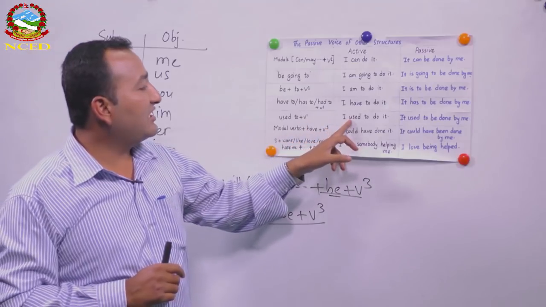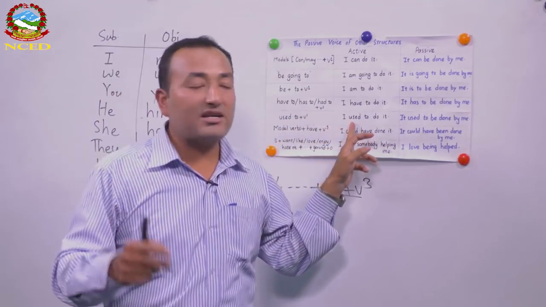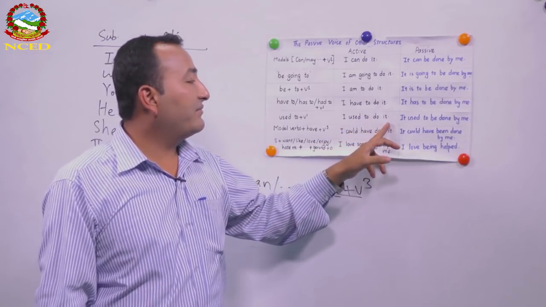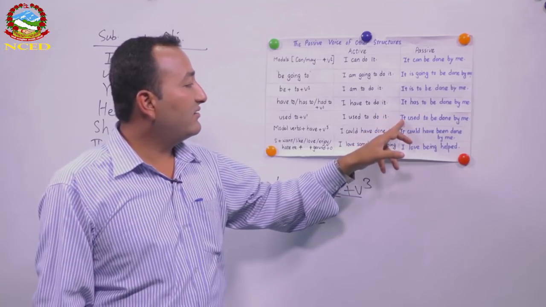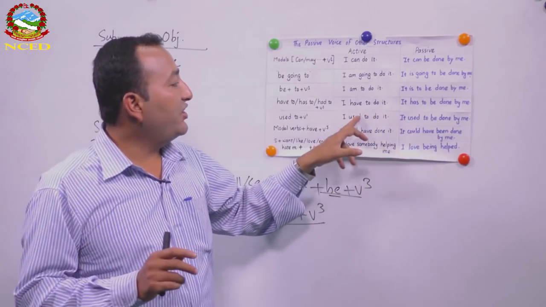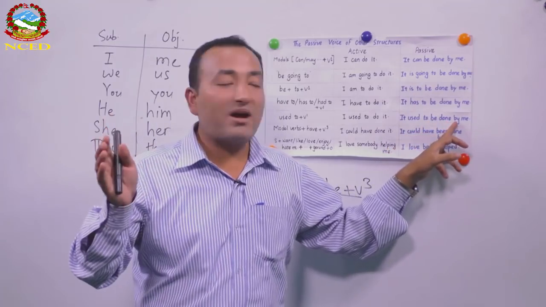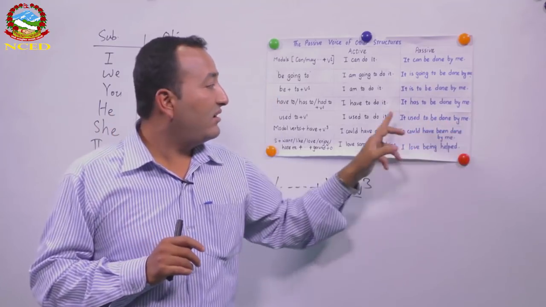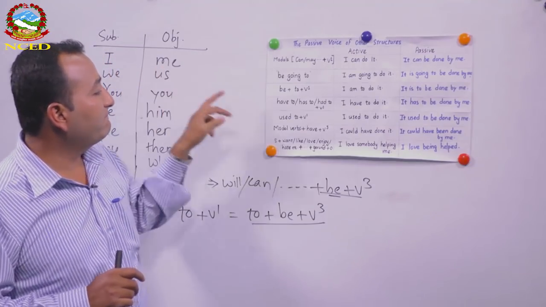You can see another example, I used to do it. This is "used to", talking about a past habitual action. Again, the same process applies here. The object "it" is brought to the position of subject, then "used to", the same "used to", in place of verb 1 here is be plus verb 3, then by me. I is changed into me.